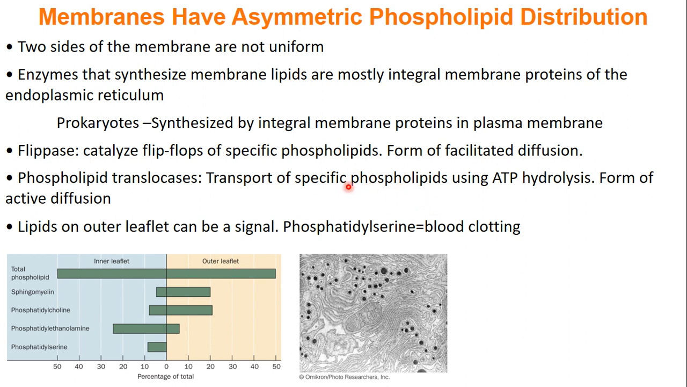And now, the lipids on the outer leaflet can be a signal. For example, if you have phosphatidylserine showing on the outside of a cell, this is a signal to start the process of blood clotting. So this is one way that different cells can talk to each other. Because if you look at the inner leaflet, phosphatidylserine is only found in the inner leaflet. So if any is showing on the outer leaflet, this is a signal to say, hey, start blood clotting. And normally it's not found there.